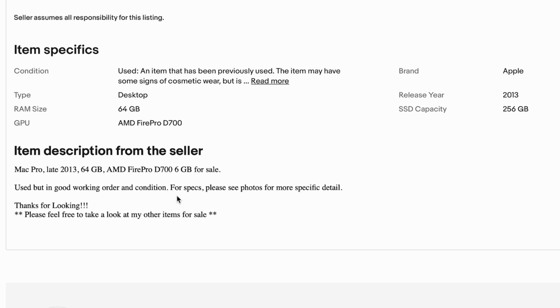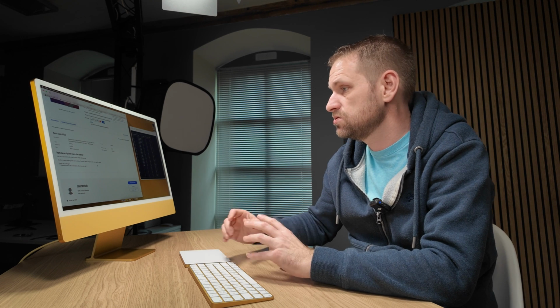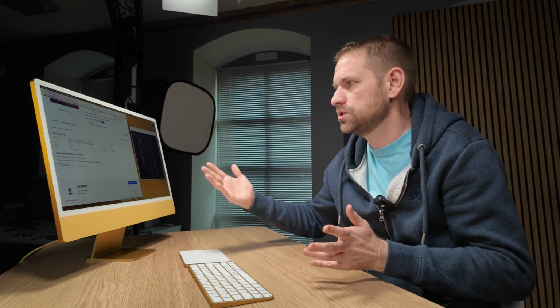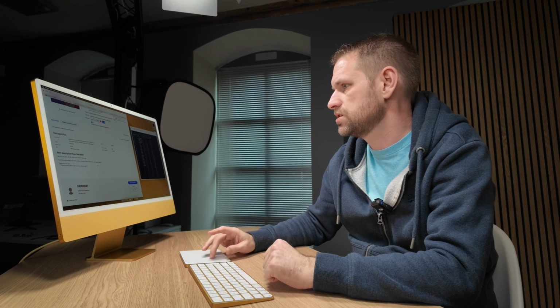The description doesn't really give us much more information, doesn't even tell us what the CPU is. Of course, we can see that in the images. This is a 6-core model. It doesn't say how the machine's been used. Is it a personal machine? Has it been recycled from a web studio or a graphic design studio or anything like that? None of that information is given.